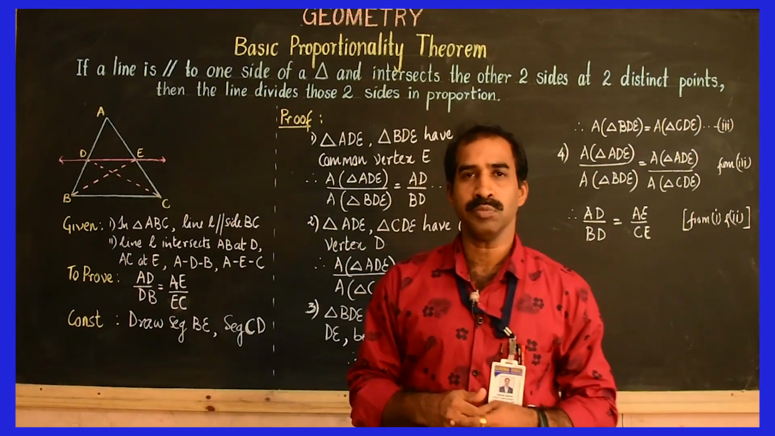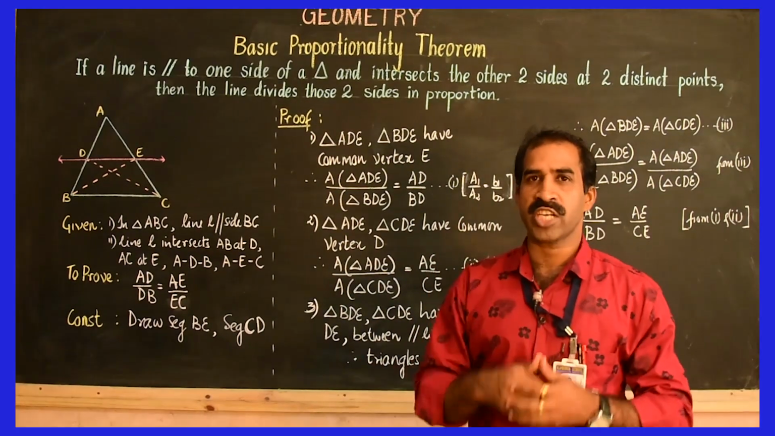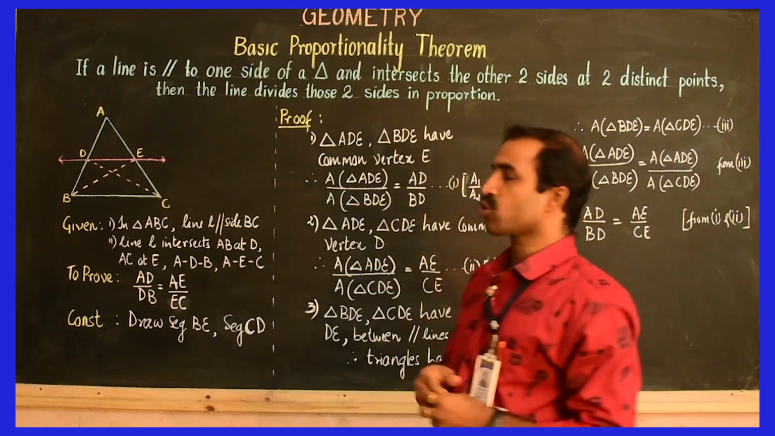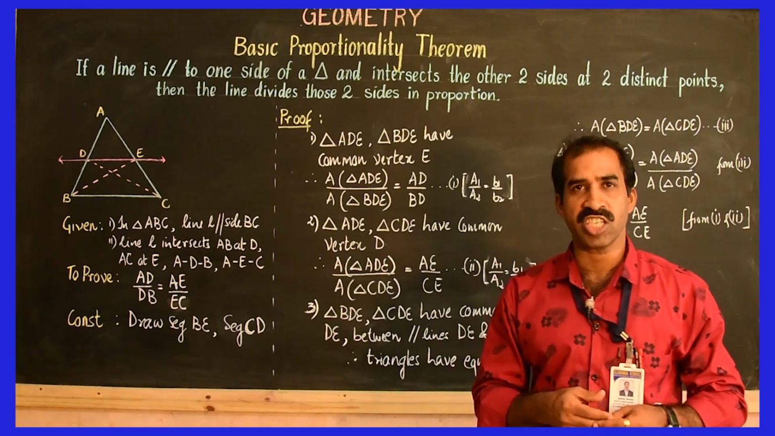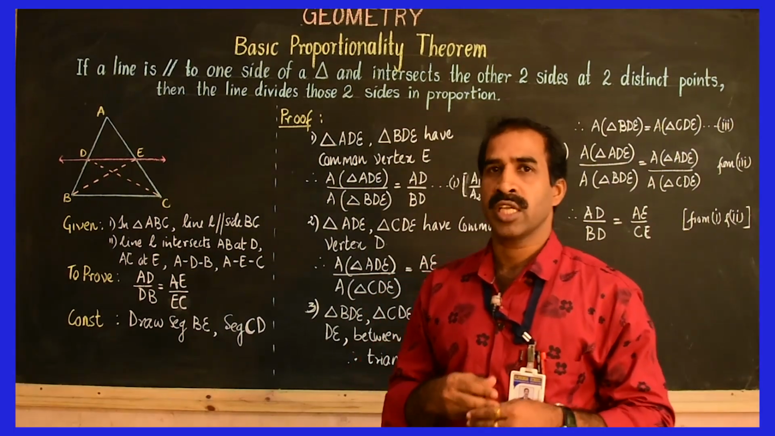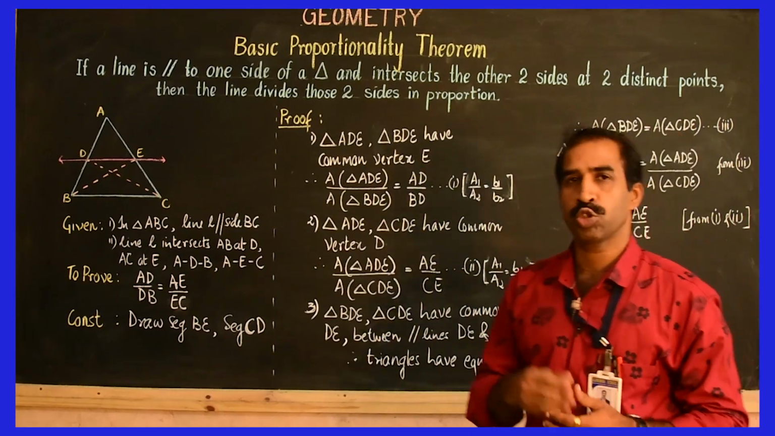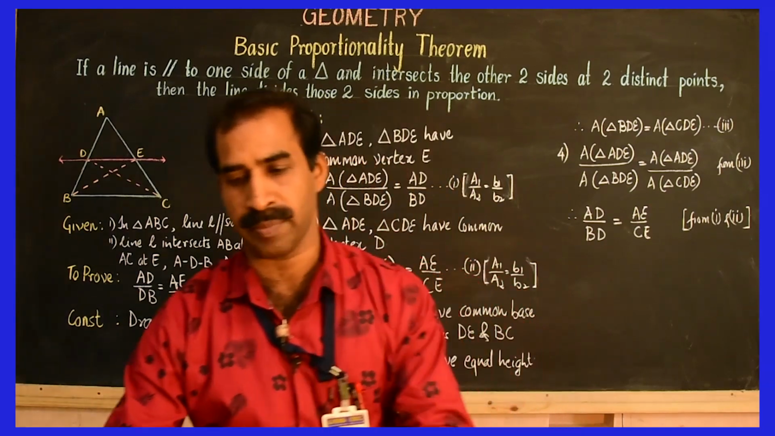The basic proportionality theorem is also known as Thales theorem. BPT states that if a line is drawn parallel to one side of a triangle and intersects the other two sides at two distinct points, then the line divides those two sides in proportion. So we shall visualize this statement.